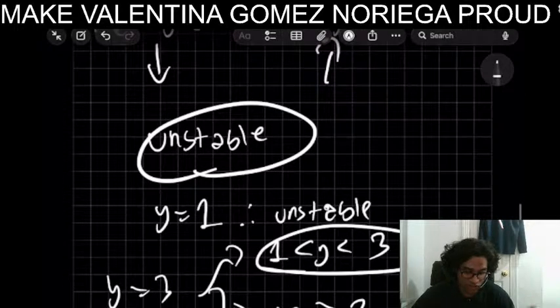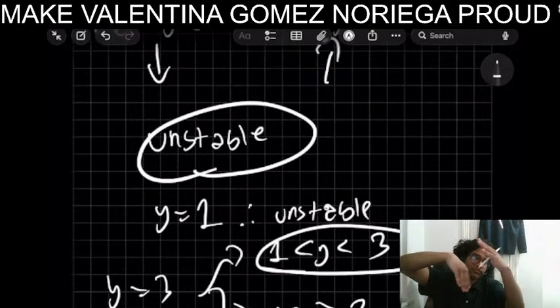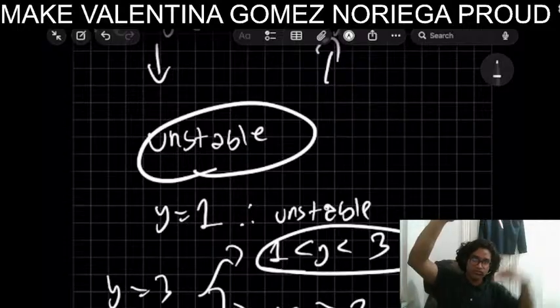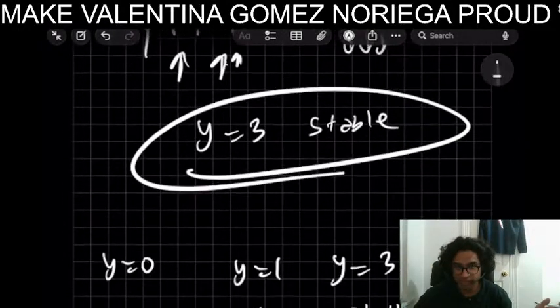Then you're going to measure whether it's unstable or not. If the above goes below and the below goes above, that's stable. If the above goes above and the below goes below, that is unstable. So we have stable, unstable, stable.